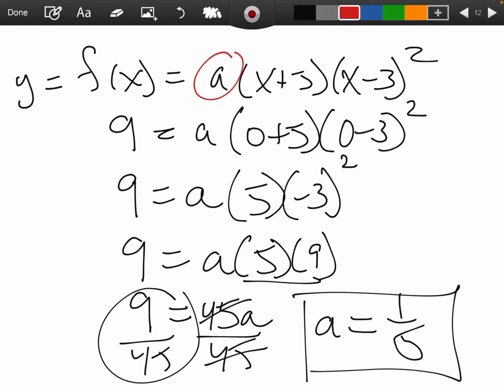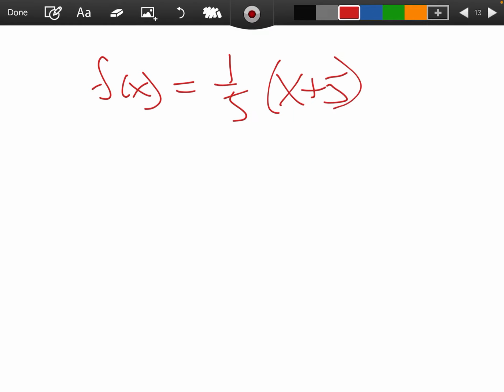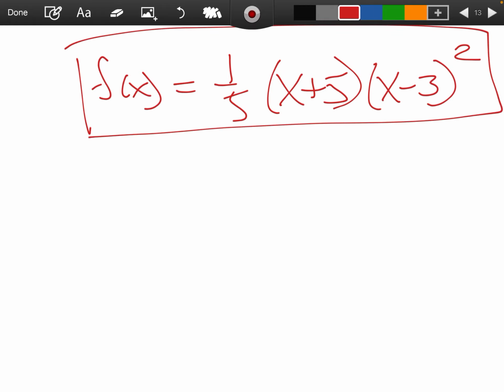Okay? So what I'm going to do now, y'all, is I'm just going to come back over here, and instead of writing this a, I'm going to write 1 over 5. So my answer is going to be f of x equals 1 over 5, x plus 5, and then x minus 3, all being squared.